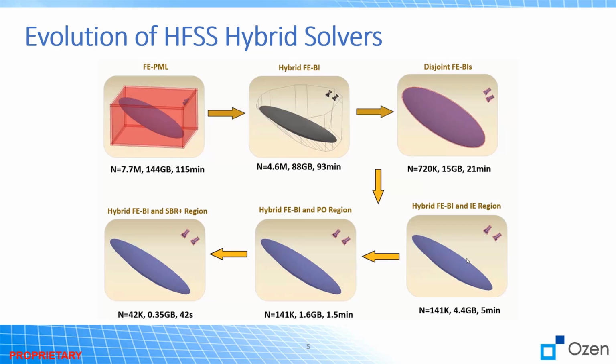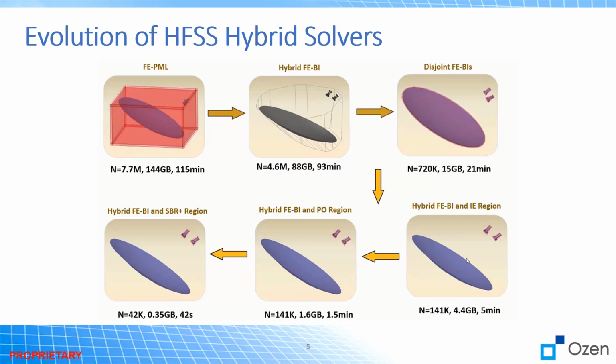Moving on to the third approach, shown in the upper right, we can use separate conformal finite element domains to enclose each component, since the fields in the space in between are accurately represented by the IE solver. This further reduces the memory requirement by an order of magnitude, and the runtime by a factor of 5 compared to our original model.